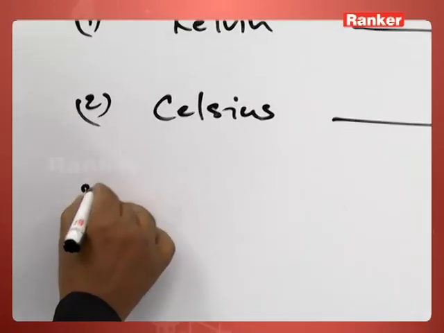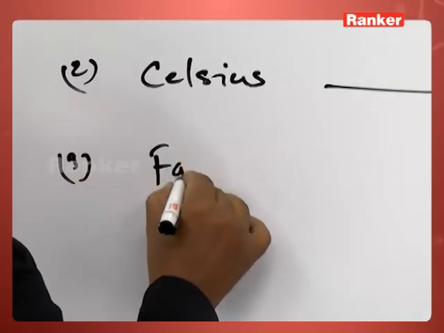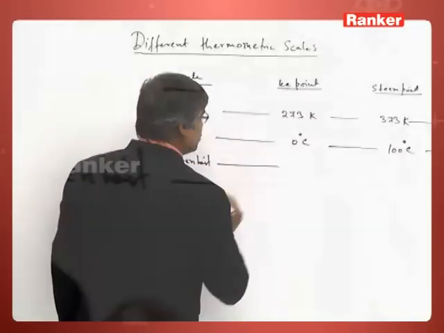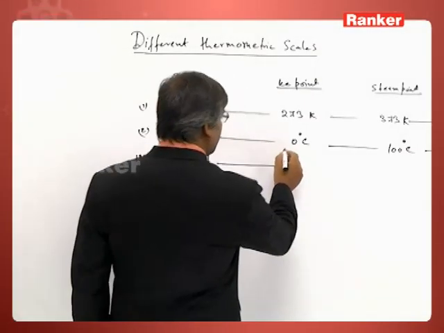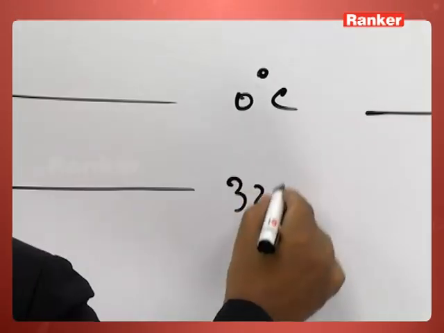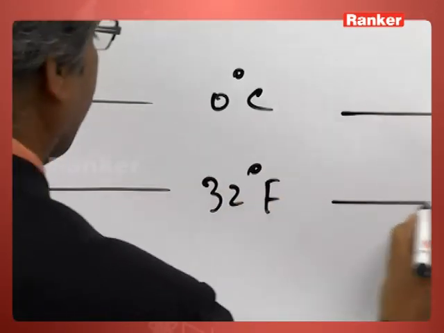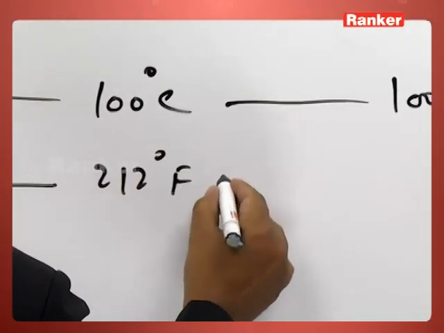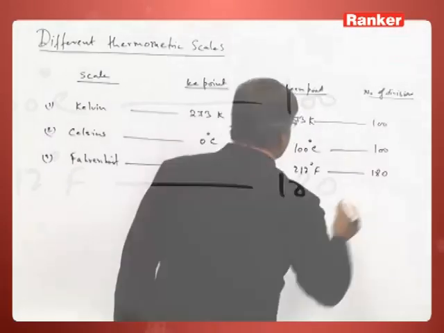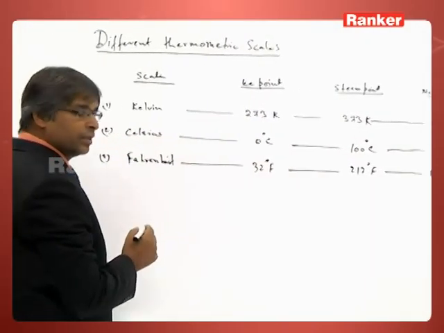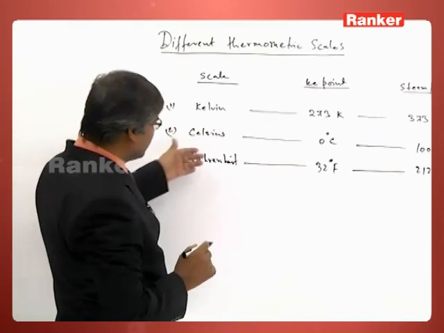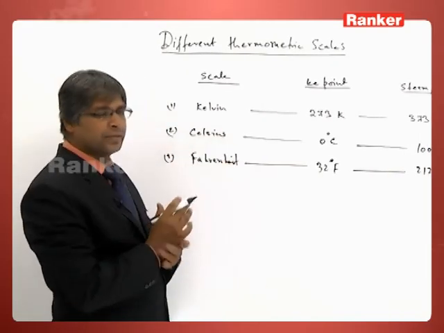So now the third one, Fahrenheit scale, that is used by doctors to measure our fever. The ice point is 32 degree Fahrenheit, and then the steam point is 212 degree Fahrenheit, and the number of divisions is 180. So these are the general scales. Other scales are there, but these are the common scales.